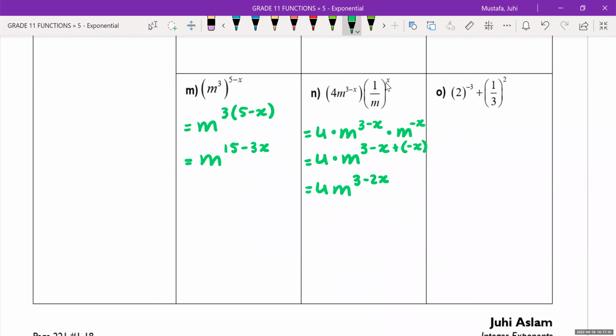Negative x plus negative x is just negative 2x. I ended up using the power laws here. So I have the same base, I can add the exponents together. So I added 3 minus x plus negative x. That make sense? Question O is pretty straightforward. Go ahead and try it yourself. That has no letters, it's just all numbers.